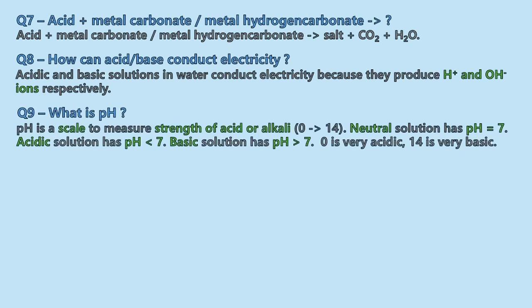What is pH? pH is a scale to measure the strength of acidity or the strength of basic, alkaline strength of a solution. It ranges from 0 to 14. If a solution is neutral, neither acidic nor basic, it has a pH of 7. If the solution is acidic, its pH will always be less than 7. As it becomes more and more acidic, the pH keeps decreasing and moving towards 0. A basic solution has a pH greater than 7. As it increases beyond 7, the basic nature keeps increasing. 0 is very much acidic, 14 is very much basic.